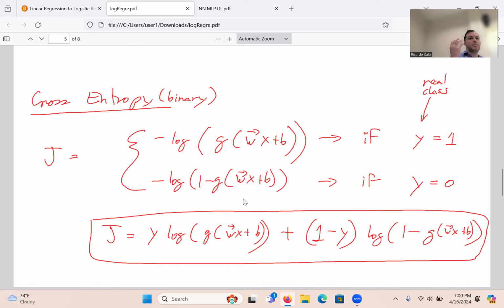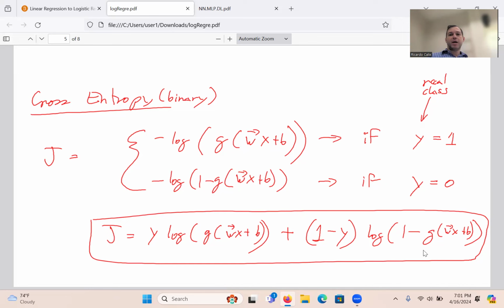All right, so let's assume the first case. If the real class y is equal to 1, plug it in that equation and tell me what happens. So y is 1, which is this y right here. So 1 times this gives you that term, which is log g of wx plus b, no problem. But I plug also the y here, 1 minus 1 is what? 0, correct? So what happens to this term over here? It goes away. Does that make sense, guys?